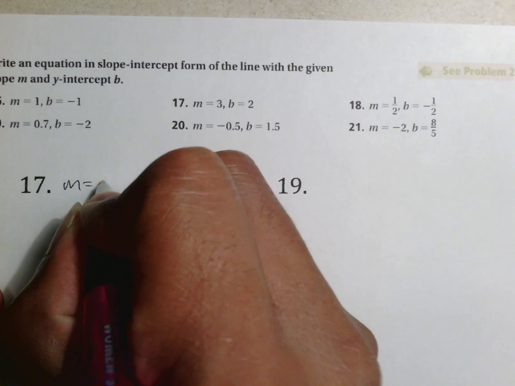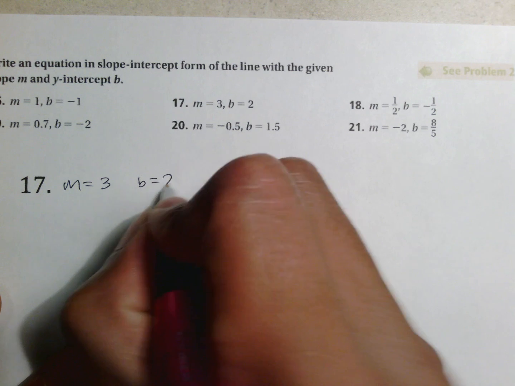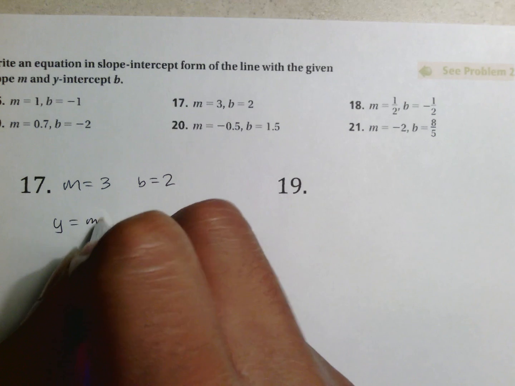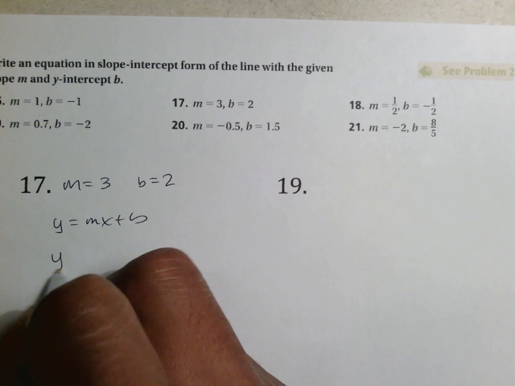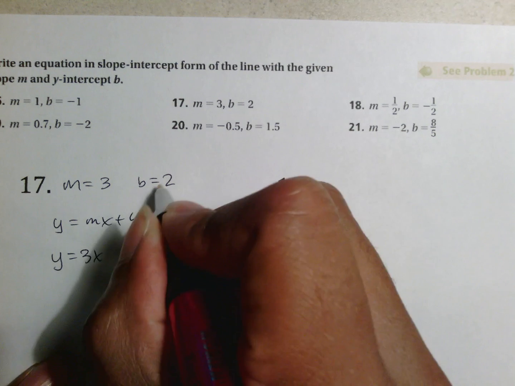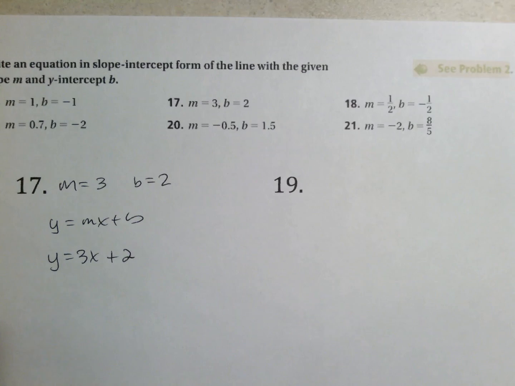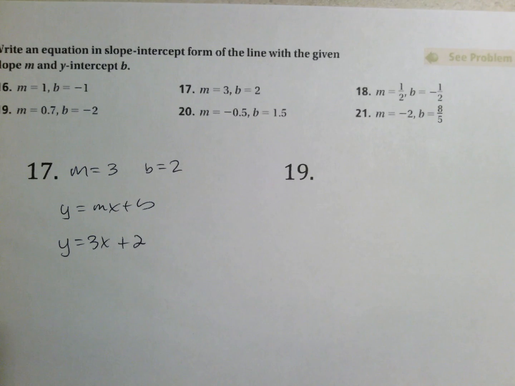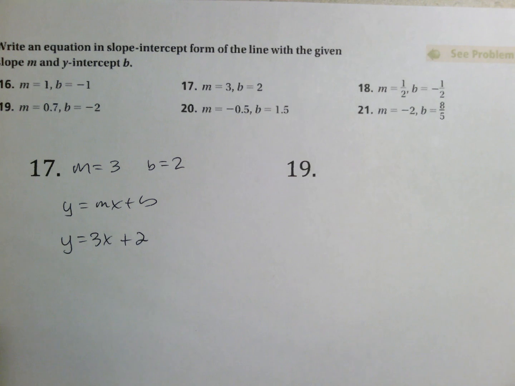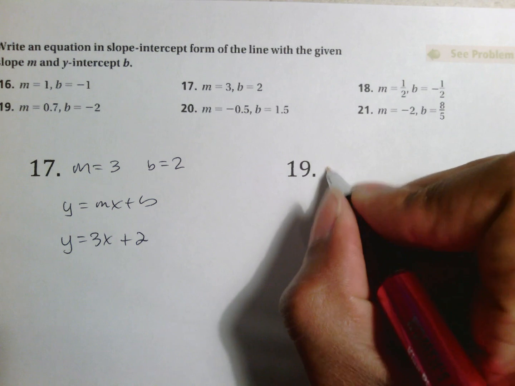17 wants one with the m of 3 and a b of 2. Again, using y equals mx plus b means that we should end up with 3x plus 2 as our answer there. So it's really not too bad. Just make sure you understand the general concept.